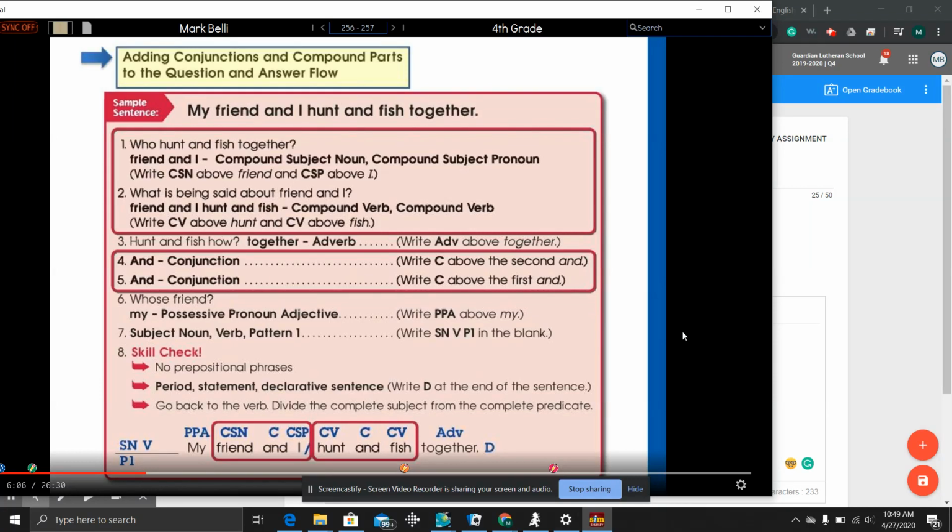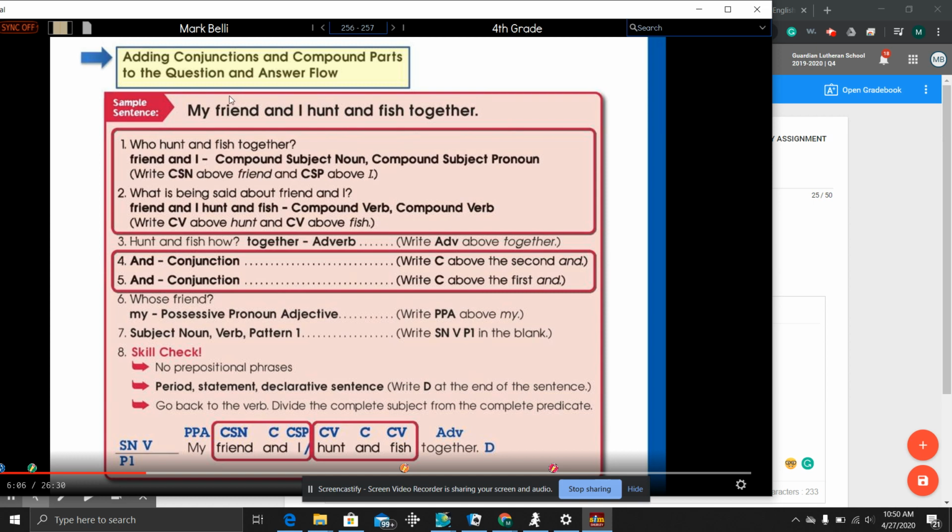Okay, so we're back with segment 2 of chapter 7, lesson 1. And we're going to do our question and answer flow. And the sentence we're using is "My friend and I hunt together." Now, you can see friend here is connected to I. So you have a subject noun connected to a subject pronoun.